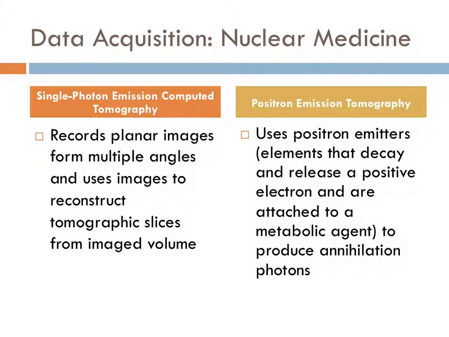Then there is PET imaging. This uses positron emitters to produce annihilation photons. Positron emitters are elements that decay and release a positive electron and are attached to a metabolic agent. These elements that are attached to the metabolic agent are then redistributed throughout the body.